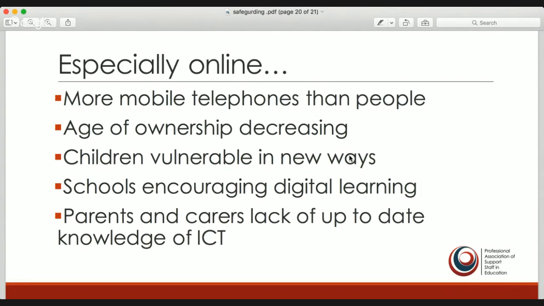If for any reason you suspect that a young person or a child is misusing their phone, please use the controls that you have within your school system to do something about it. Don't brush it under the carpet or leave it to someone else to do it. As I've said already, it's everybody's responsibility. And we're protecting children, we're protecting young people.